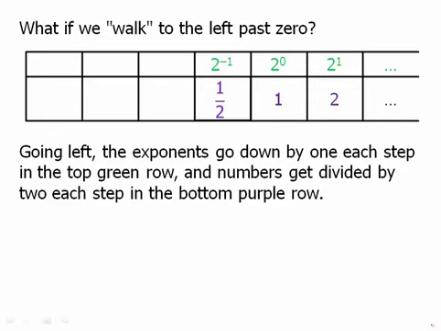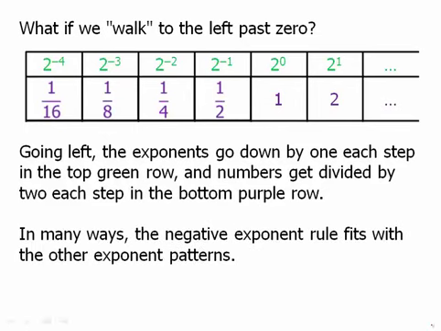Now take another step. That would be 2 to the -2 equals 1/2 divided by 2, which would be 1/4. Take another step. 2 to the -3 and 1/8. Then 2 to the -4 and 1/16. And you see this same pattern continues perfectly for both the positive and negative numbers. In many ways, the exponent rule fits with the other exponent patterns very, very well. And the more you appreciate how they all fit together as a seamless whole, the more you will really understand this rule.